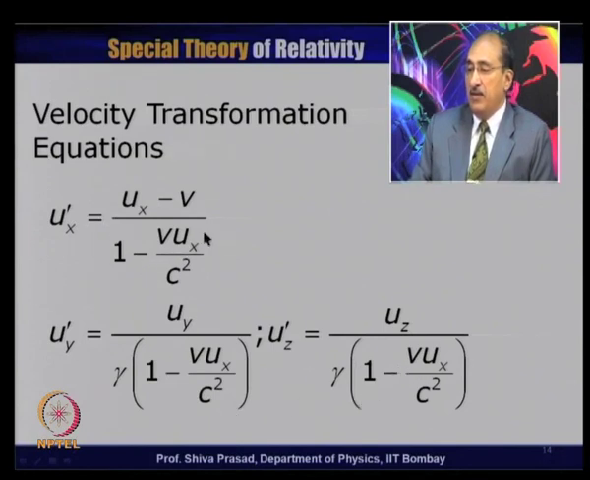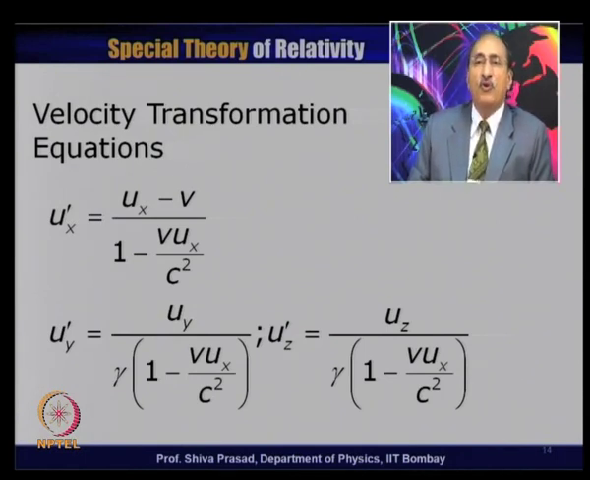Here in the denominator, we do not get it multiplied by gamma, while here the denominator gets multiplied by gamma. So, just to remember, ux prime is equal to ux minus v was the classical transformation. What has happened after inclusion of the Lorentz transformation is that this quantity gets divided by 1 minus v ux by c square. Uy prime is equal to uy was the classical transformation. Here what is happening is that we are getting gamma, and this whole quantity is divided by gamma multiplied by the same quantity 1 minus v ux by c square. Uz prime is uz divided by gamma into the same quantity 1 minus v ux by c square. So, this is what we call the relativistic velocity transformation.